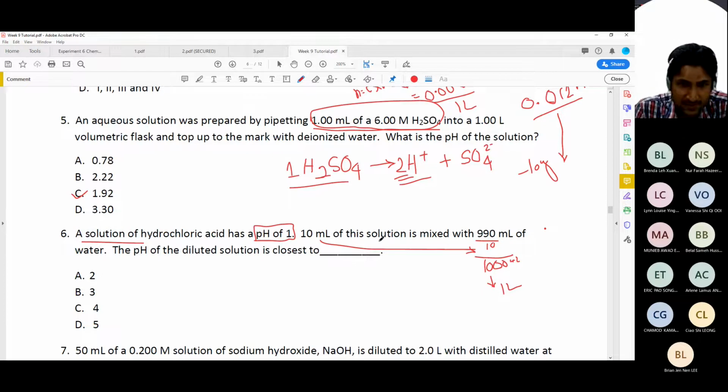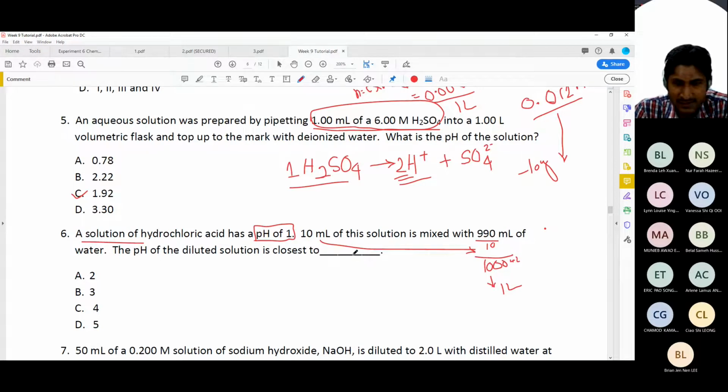So it is not the same because I have diluted it. I have mixed it with 990 milliliter of water. So it should be diluted. And since it is diluted, will the pH be the same? No, because pH depends on the concentration of hydrogen ion, not the number of moles. So what is the new concentration we have to find out?